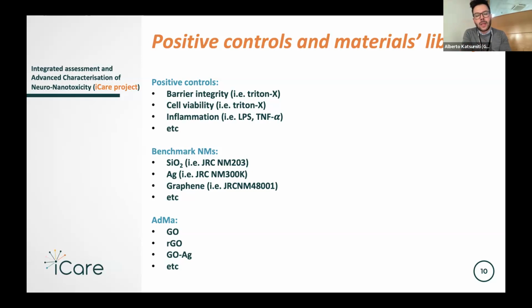I decided to order this in these three blocks because for the development of these in vitro methods, we want to first set up the models and test against the positive controls, then a second set of tests uses the benchmark materials, and then we confirm these responses using the advanced materials listed here.